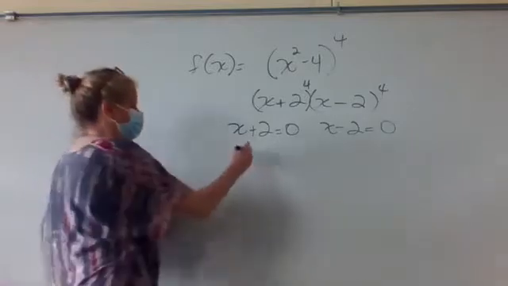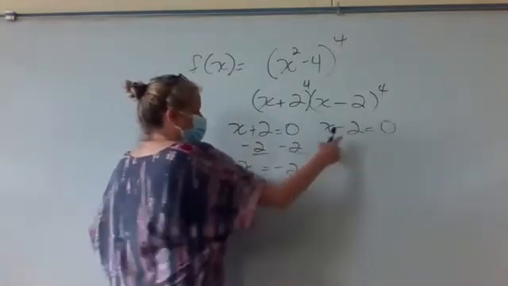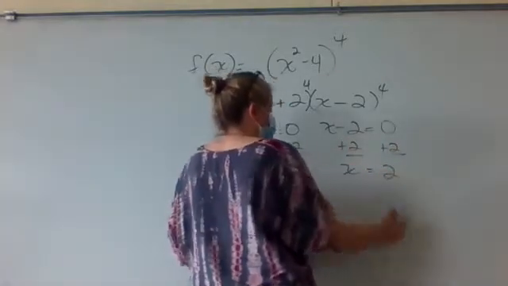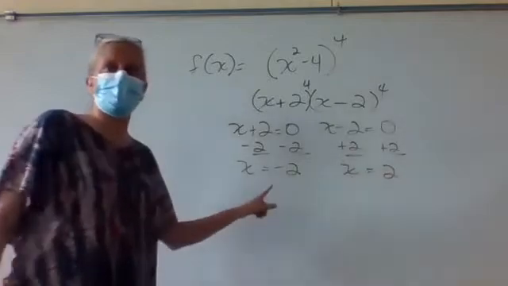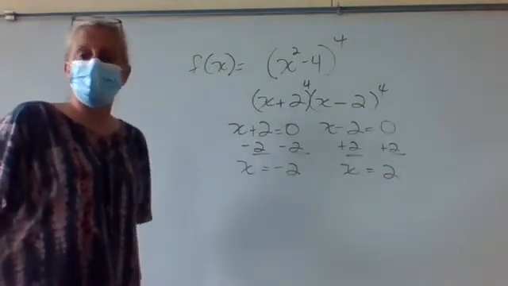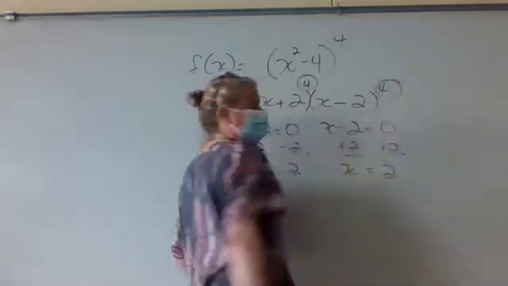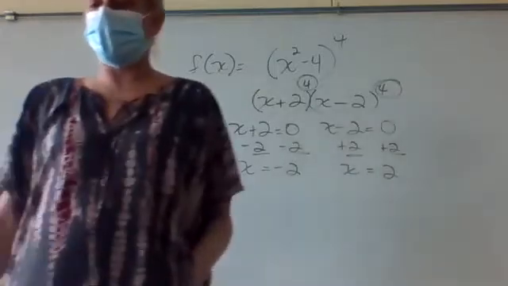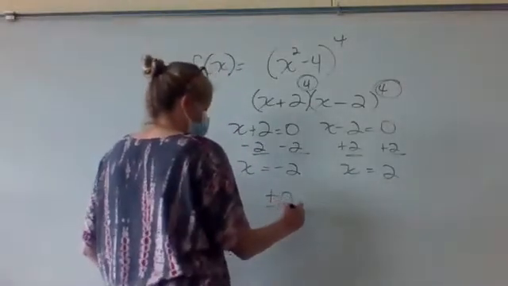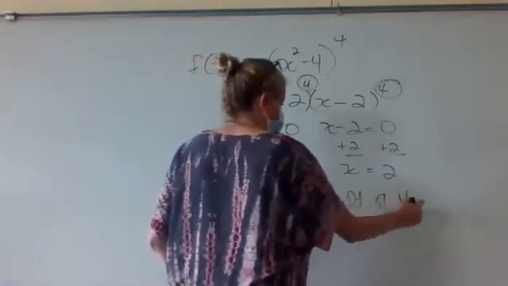And then solve them for x. So subtract the 2's here, so x equals -2. Here, add the 2's to get x equals +2. So those are your zeros, positive and -2. And the multiplicity of each of those, this is what gives it its multiplicity, the exponents. They each have a multiplicity of 4. So the zeros are positive and -2, and they both have multiplicity of 4.